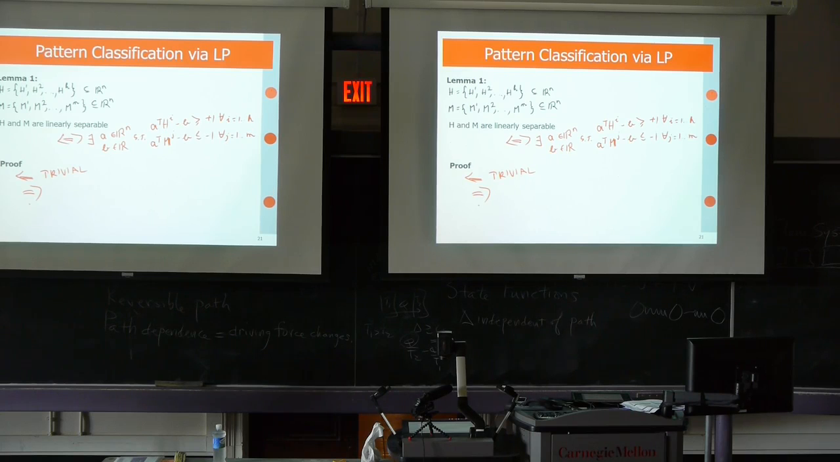What we know is that H and M are linearly separable, so it means that there's a vector, say C and D, such that C transpose X plus D will separate these two sets. And we need to find, using this C and D, A and B, so that they can be together.